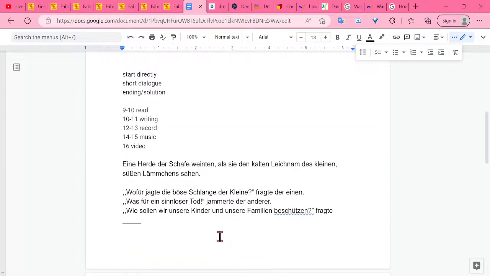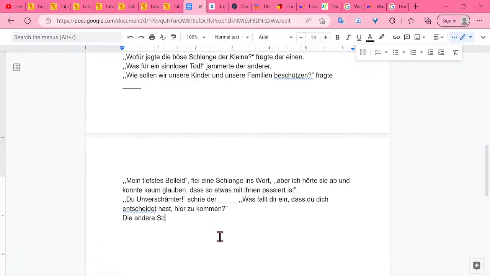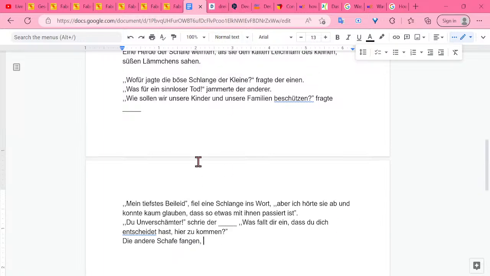Die andere. They started to run behind. Fangen, zurück nach Hause. Fangen, okay. Well, no, why would they go back home? That's weird. I want to say that they were kind of worried.